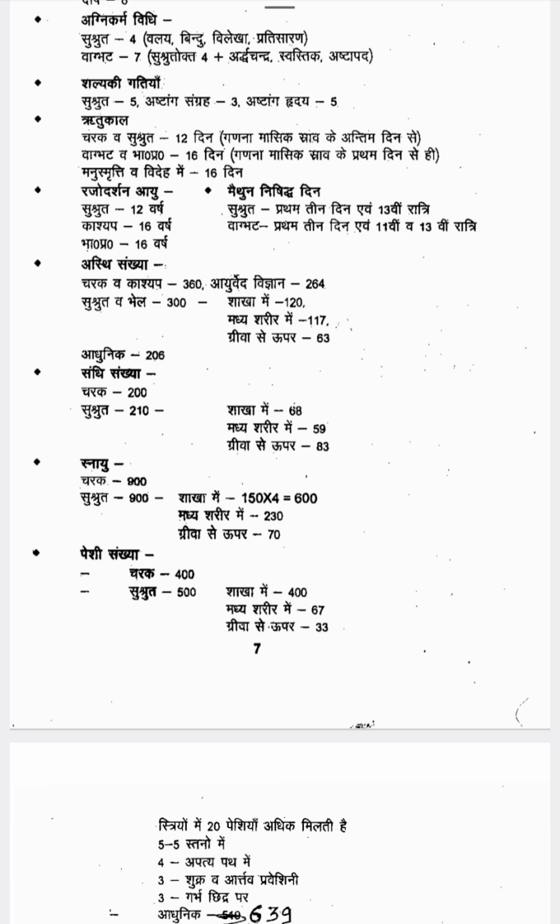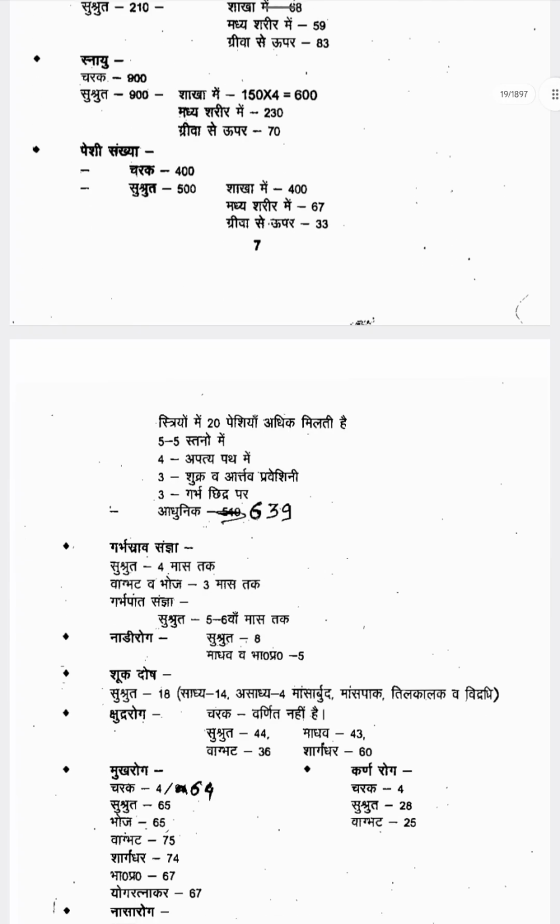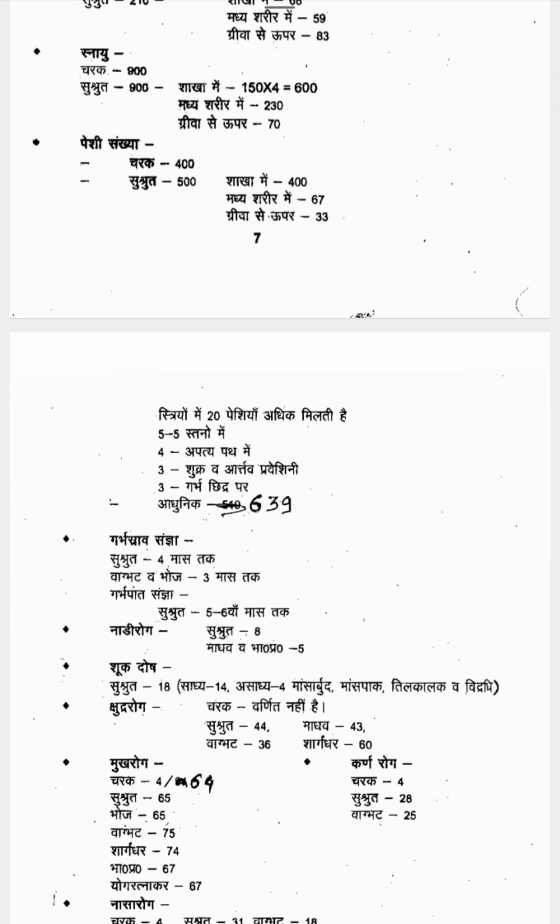Okay, then an additional 20 Peshis are present in the females. That is also mentioned by Susruta. Okay, that is very, very important. More than this total number, they will be asking extra.